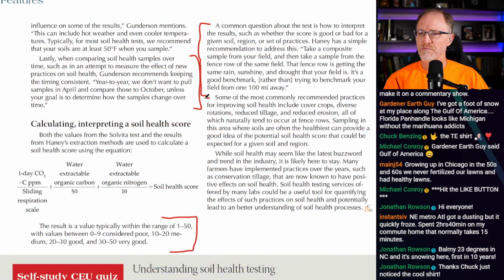Some of the most common recommended practices for improving soil health include cover crops. We're going to talk about cover crops in detail in the next paper.